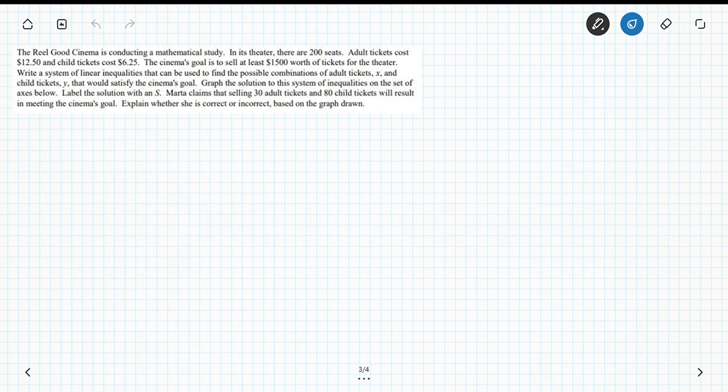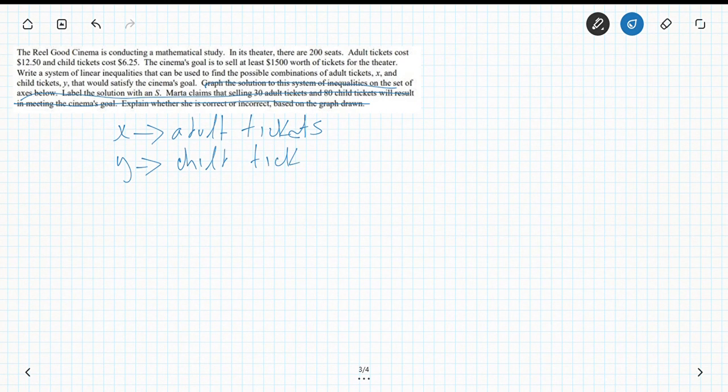The next part of the problem talks about graphing, but we obviously do not have a grid to plot the system of inequalities, so we're just going to go ahead and ignore this next section. In your Google Classroom assignment, you are not required to graph the system of inequalities. So let's go ahead and write my two items. Now they said that X was going to be designated for adult tickets, okay, and Y was going to be designated for child tickets, okay.